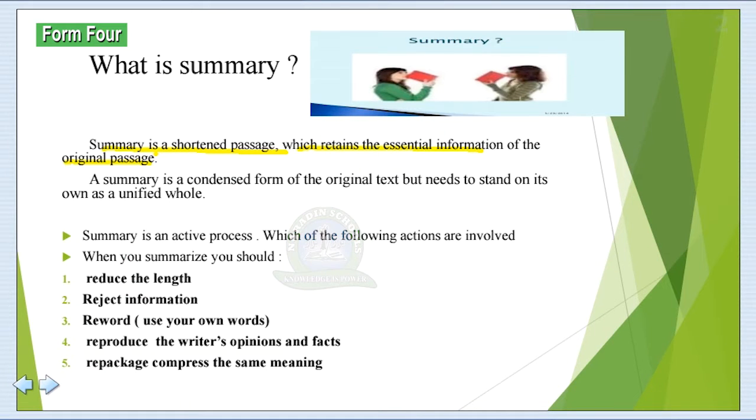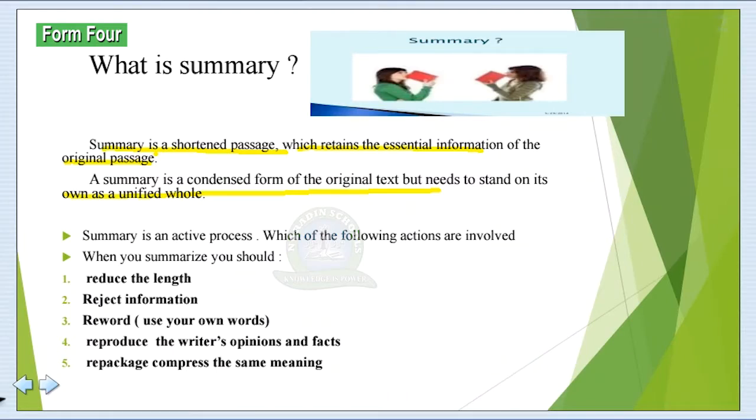Summary is a condensed form of the original text that needs to stand out as a unified whole. Summary is an active process. Which of the following actions are involved? First, when you want to make a summary, you should reduce the length. For example, if your passage is 150 words, you need to summarize only 50 words.